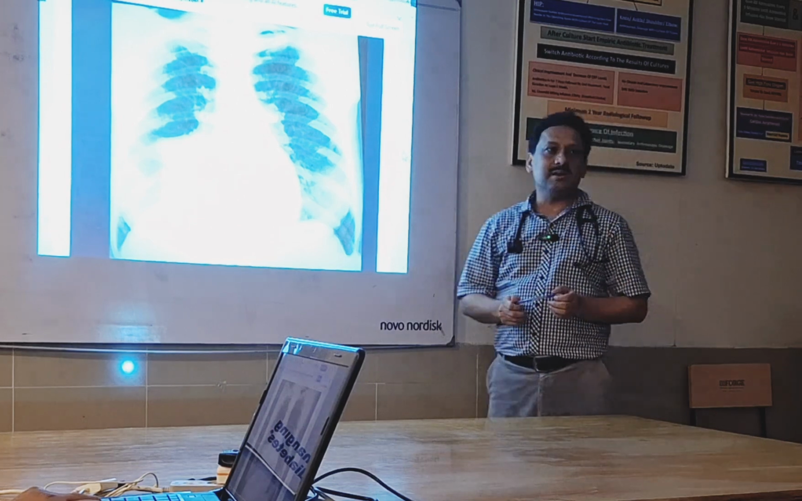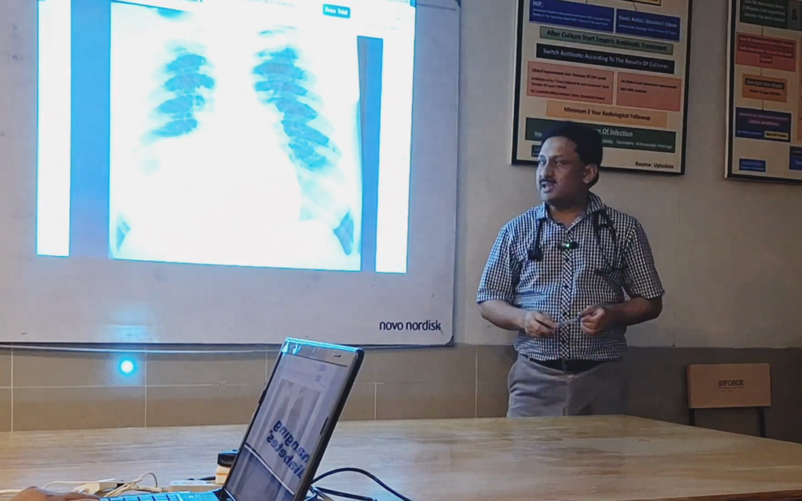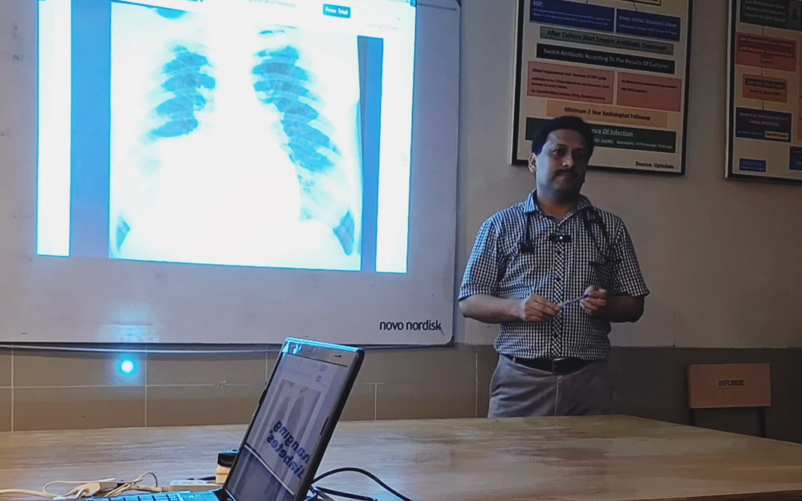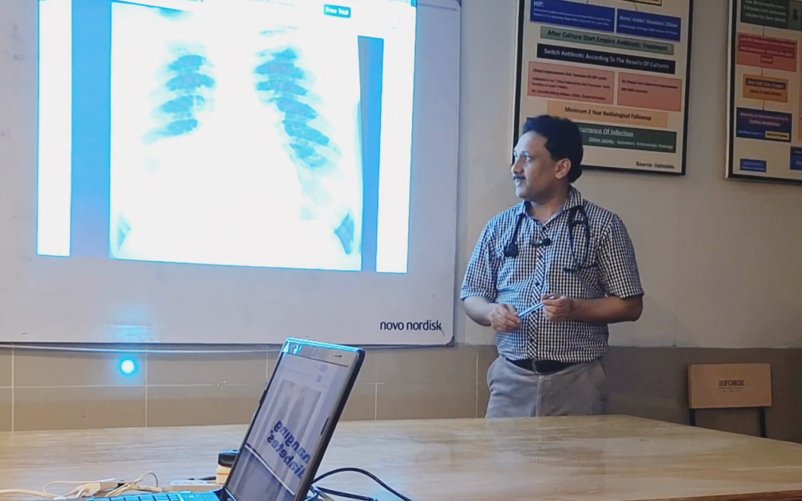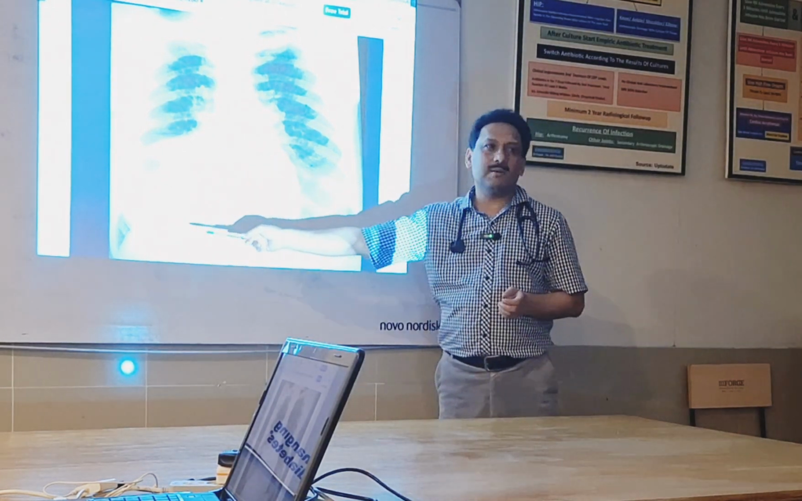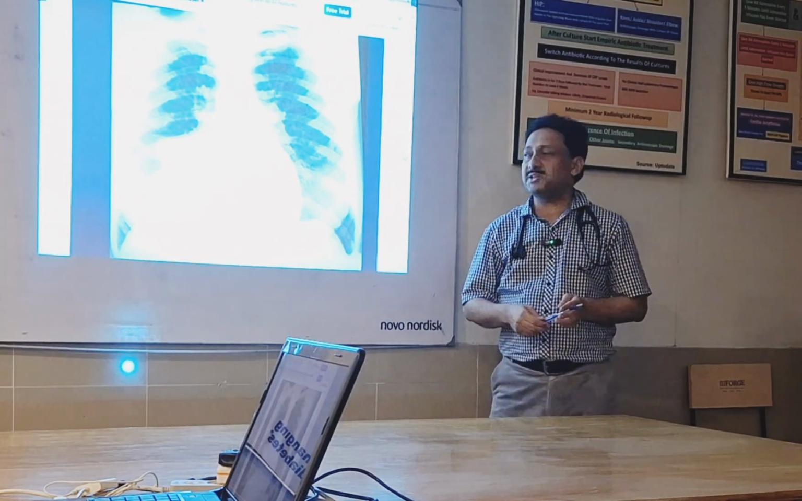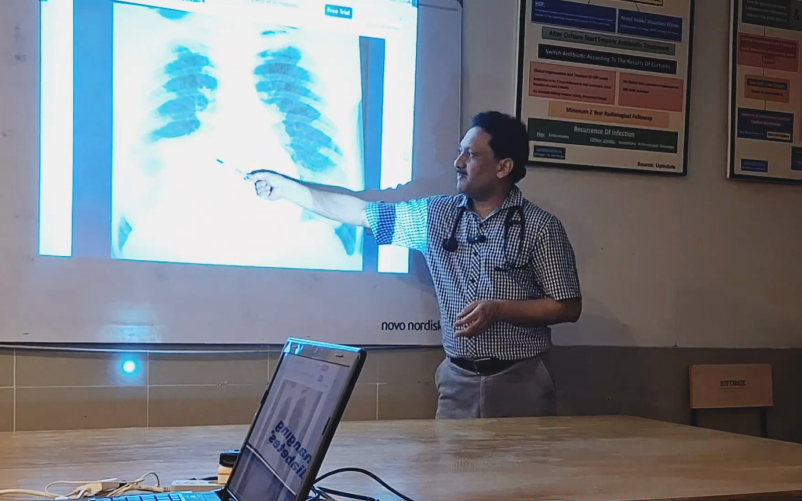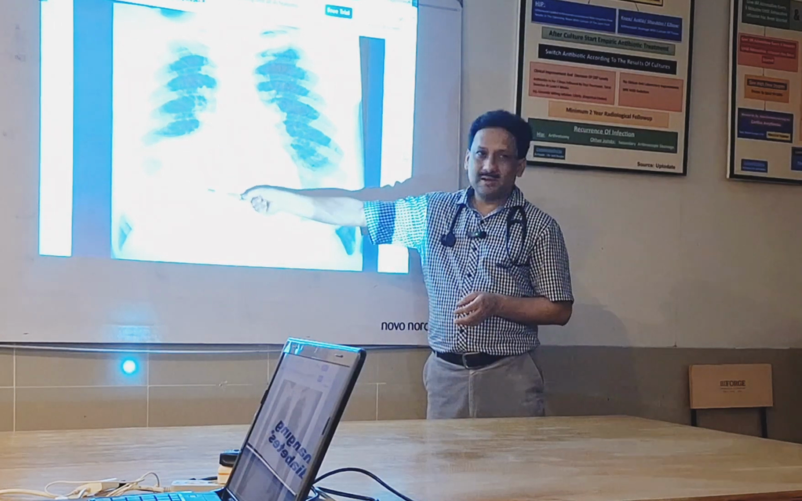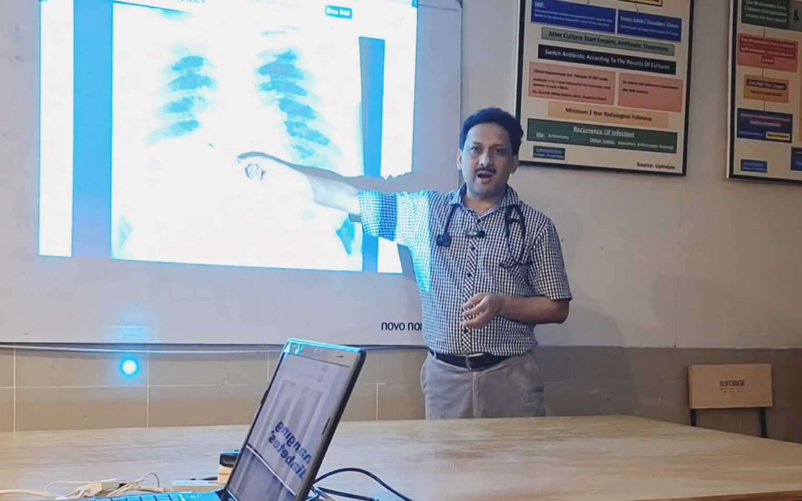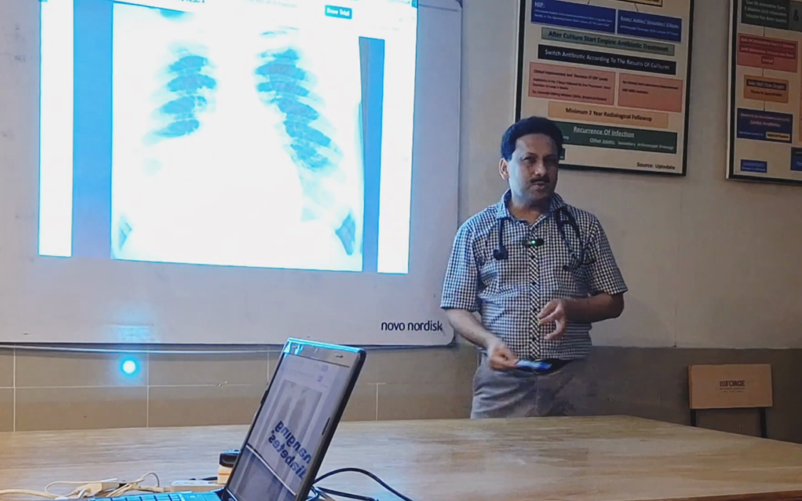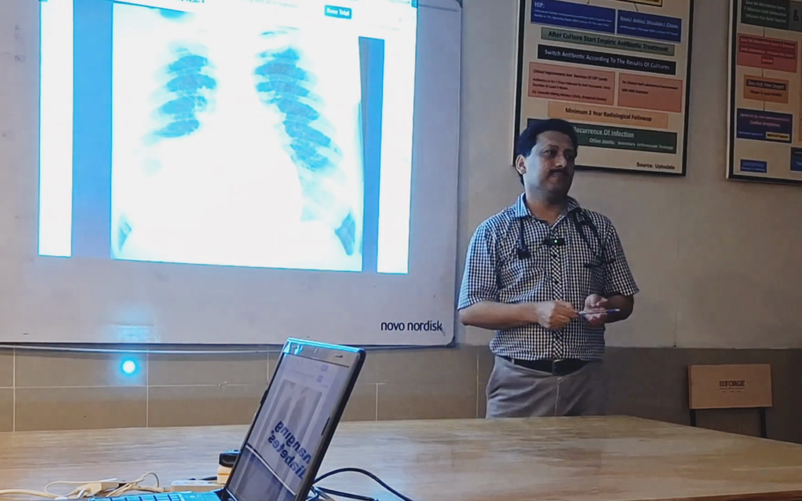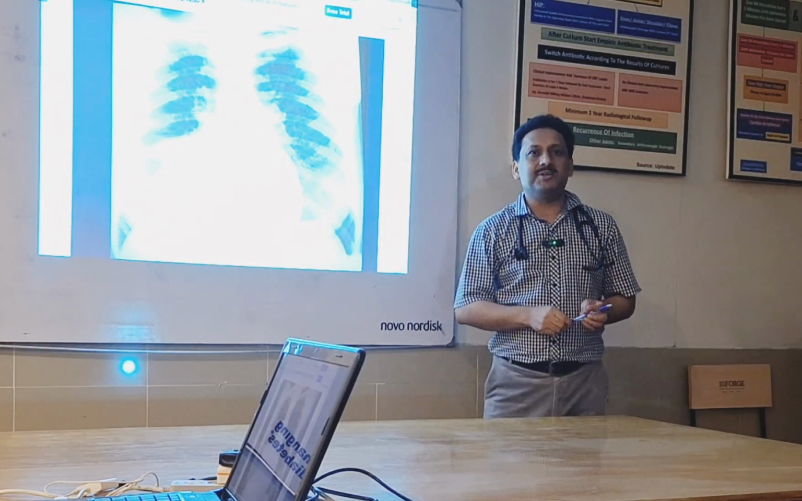So what we are seeing here is an opacity. In which zone? In the lower and middle zone. This opacity is attached with this heart border. Can you differentiate this opacity from this heart border? Nobody is able to differentiate.